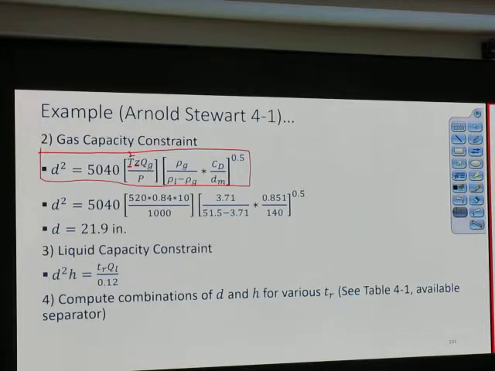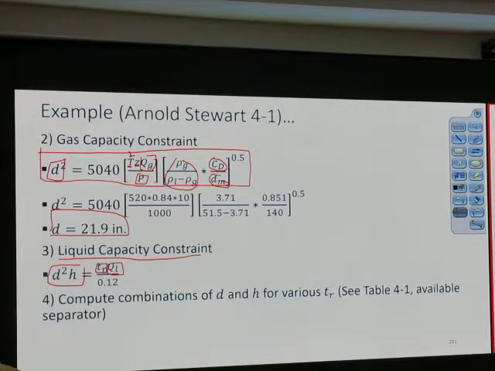Value of Z, we already looked up from the chart. Q sub G, we have that. Pressure is the pressure inside the separator, we have that. Rho, we have that. C sub D, we just got it, right? d sub m is given. Then we can calculate D square, can we? Yes? Take the square root, we get diameter in inches. No problem with that, right? That is diameter in inches. Liquid capacity, okay, we put 2 minutes in, and then Q liquid, we have the value. So t sub r will be 2 minutes, then we can get D square H, okay?